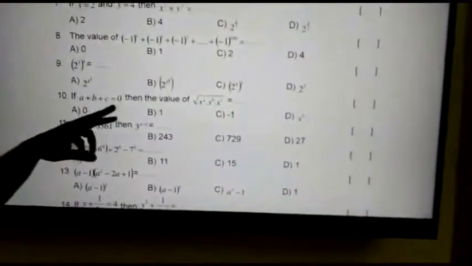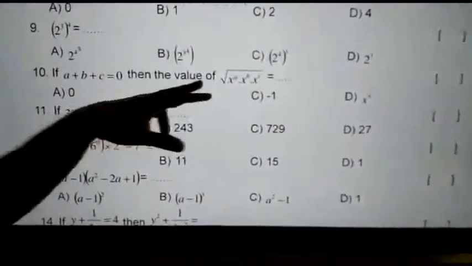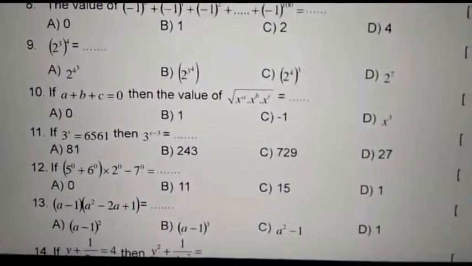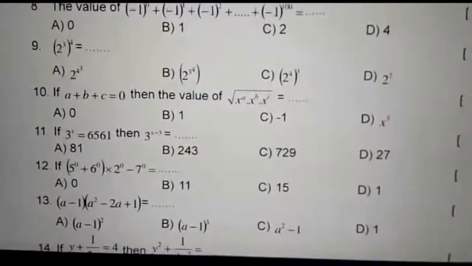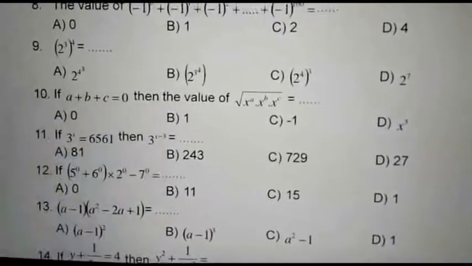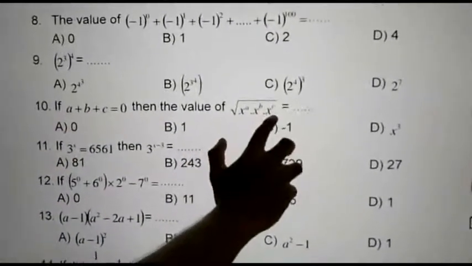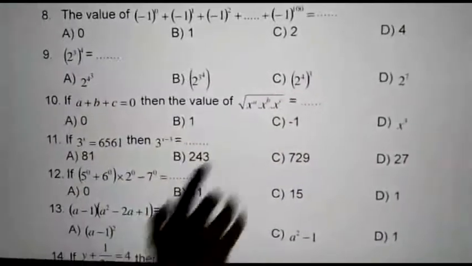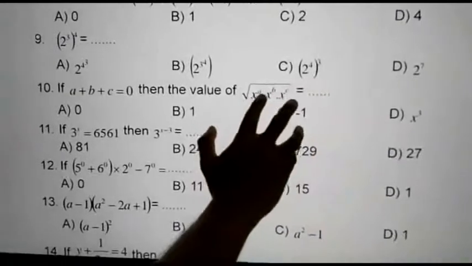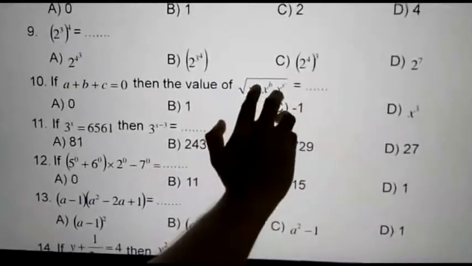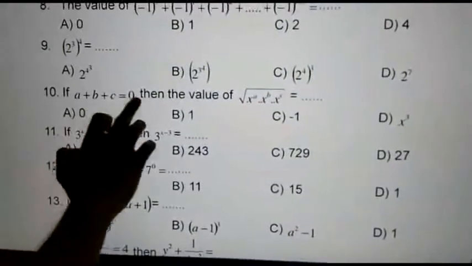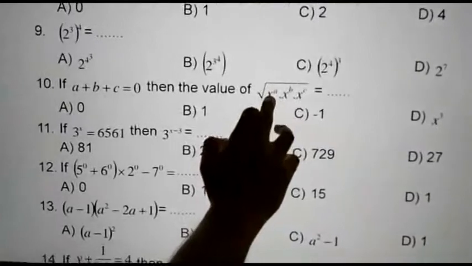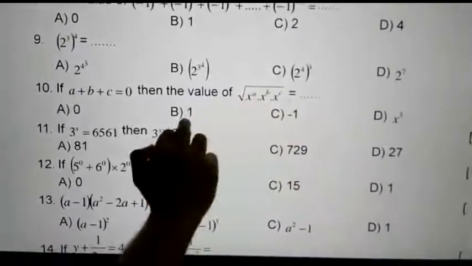If a plus b plus c is equal to 0, then the value of square root of x power a into x power b into x power c is what? So directly see, a plus b plus c is equal to 0 is given. x power a into x power b into x power c: these bases are equal, so powers should be added. x power a plus b plus c. What is a plus b plus c? 0. So x power 0. x power 0 is what? 1. Square root of 1 is what? 1.